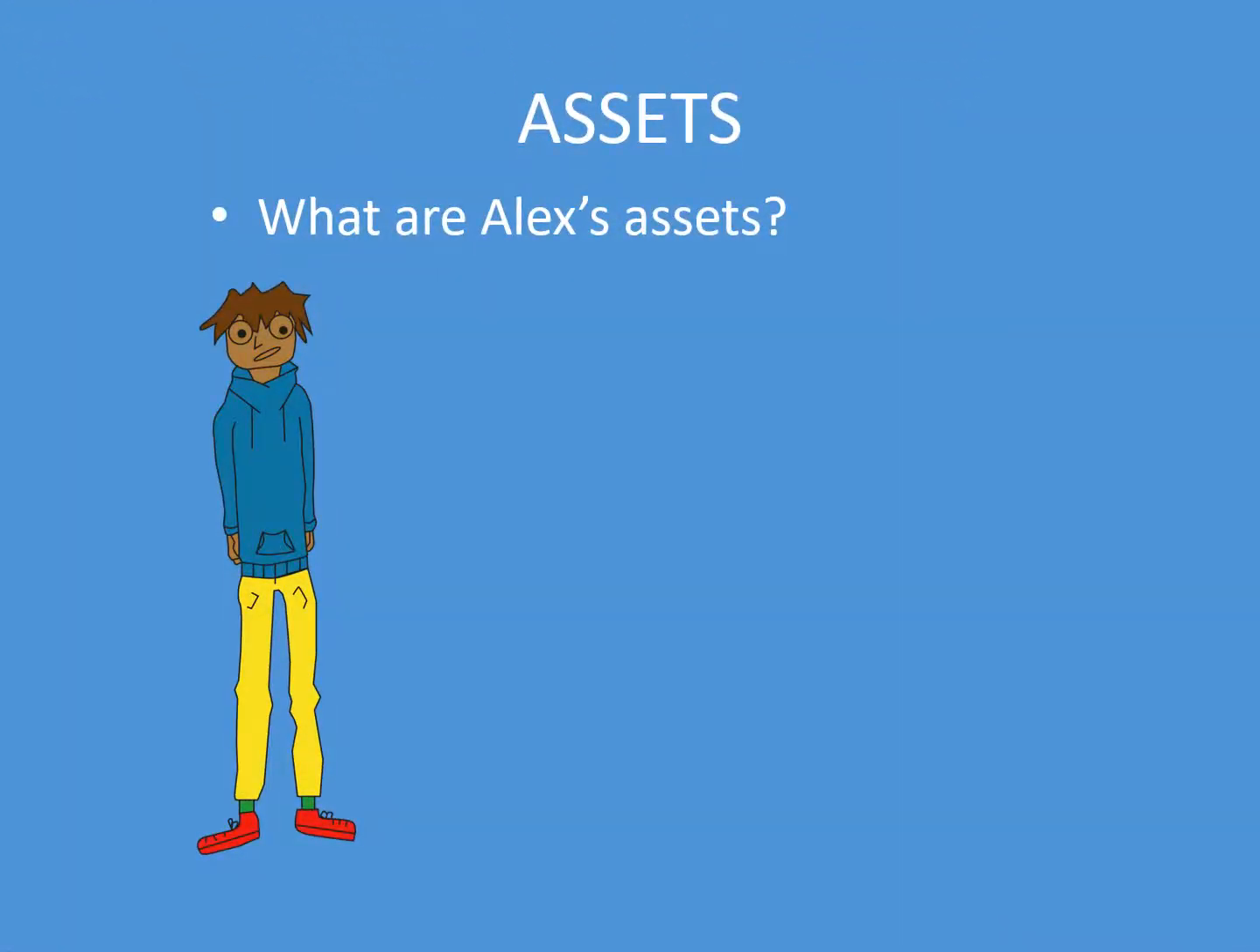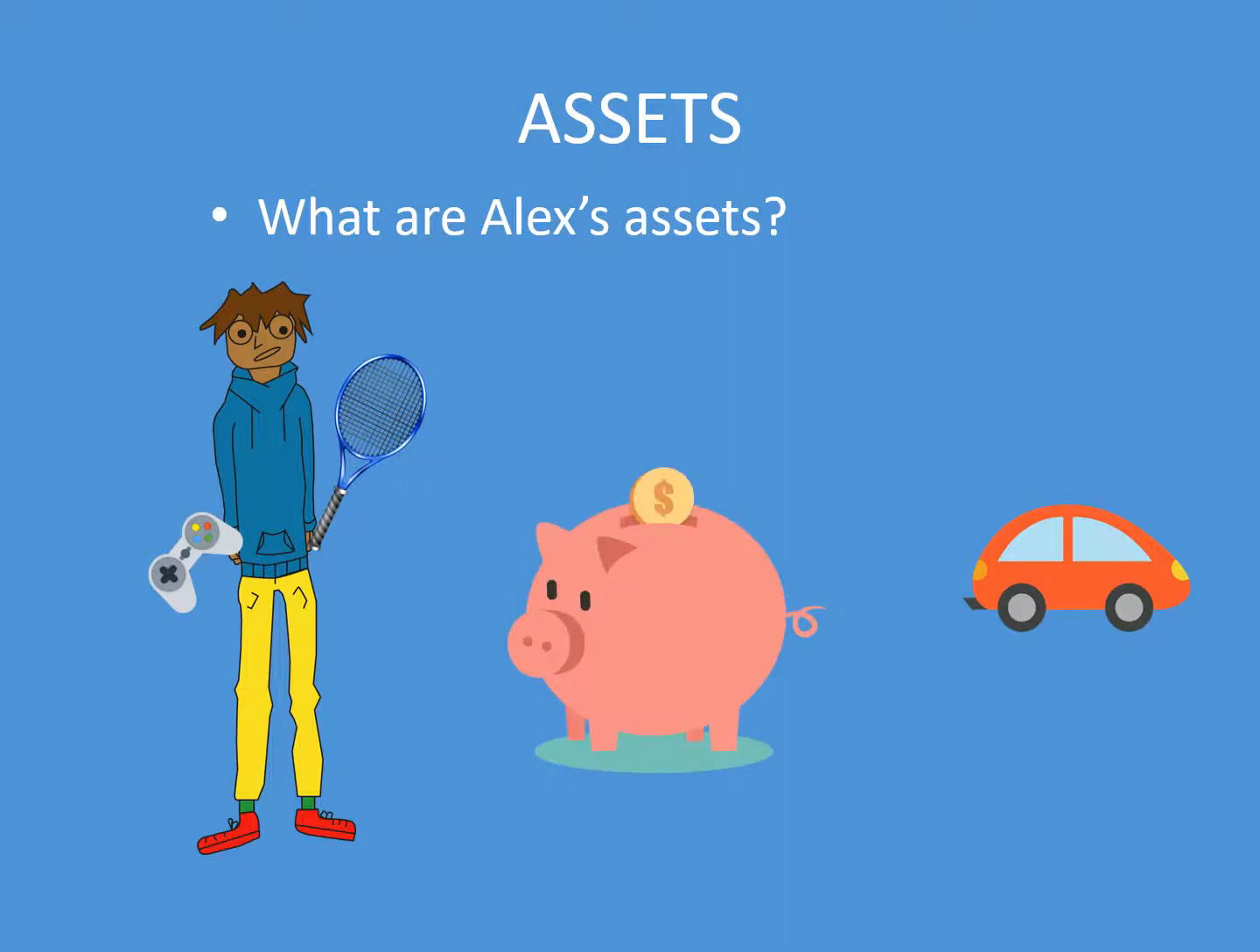What are Alex's assets? Alex owns a number of things in his personal life: his tennis racket, his gaming console, a nice little red car, and the cash he received from his parents at Christmas.